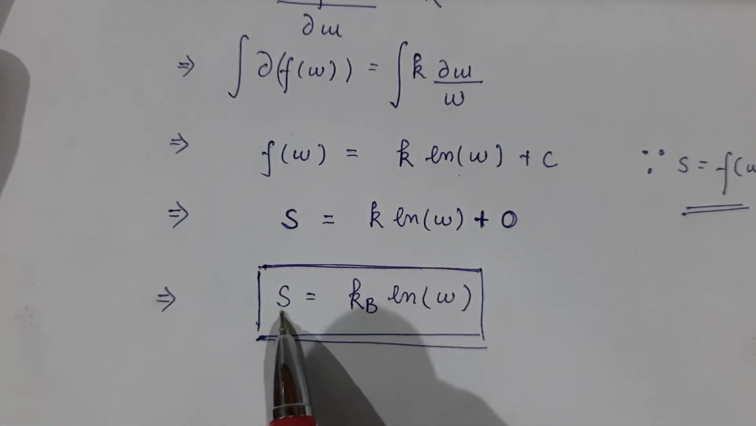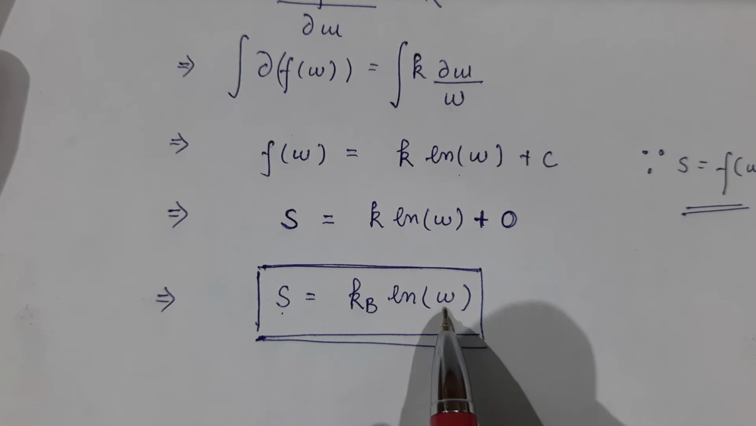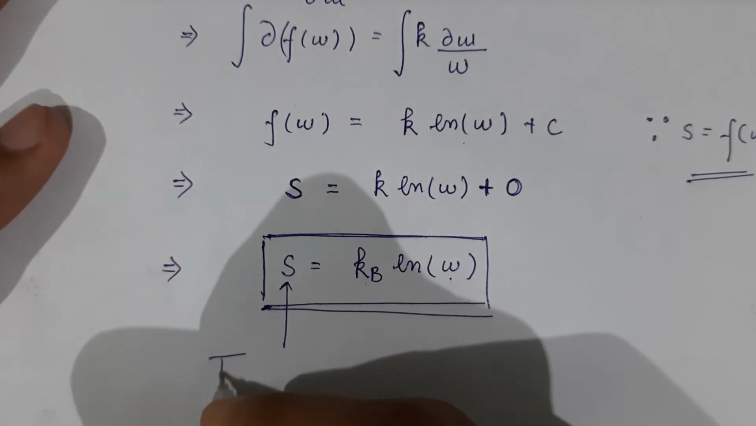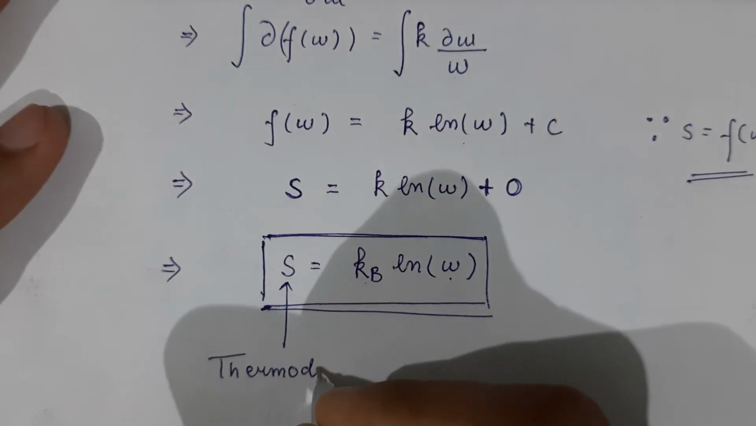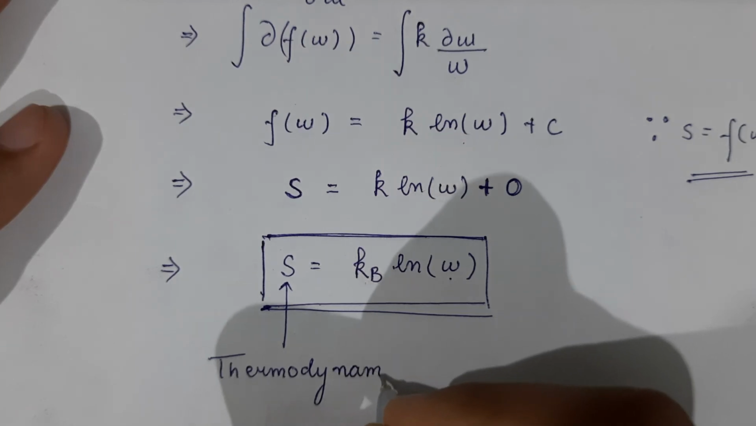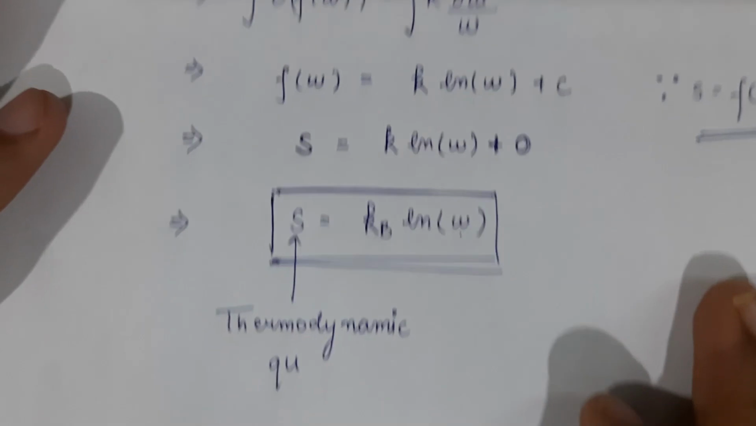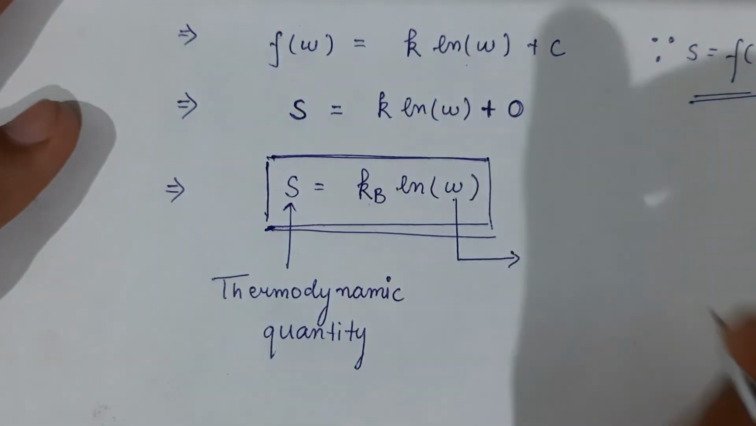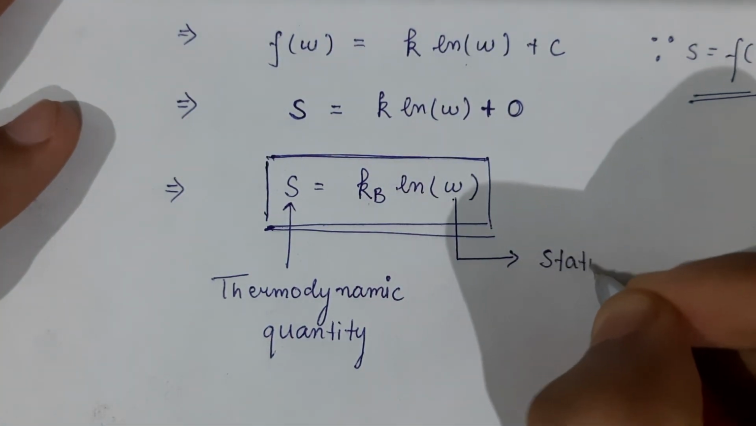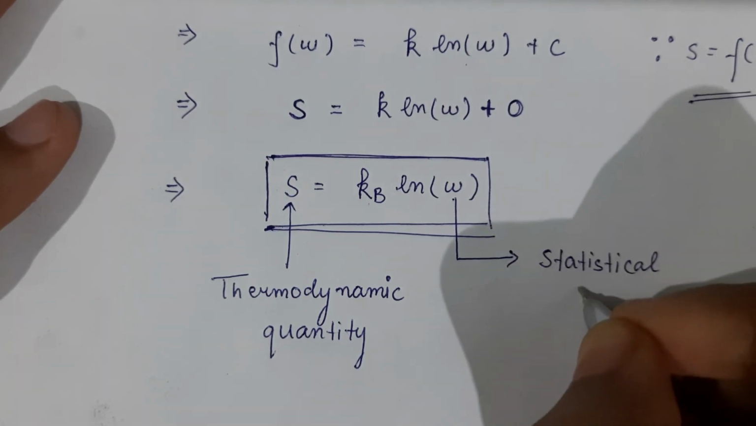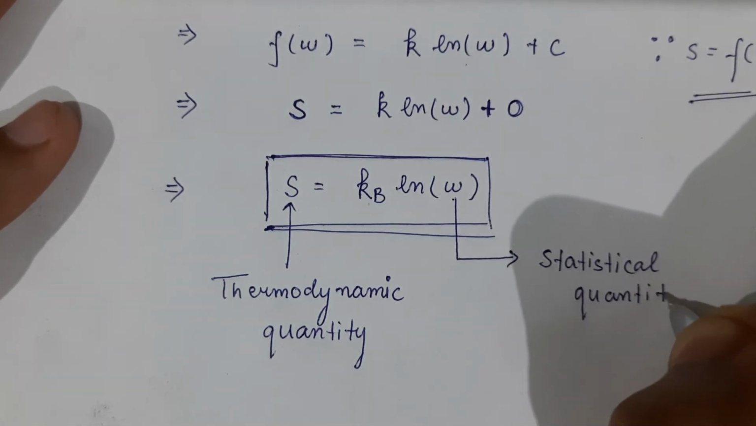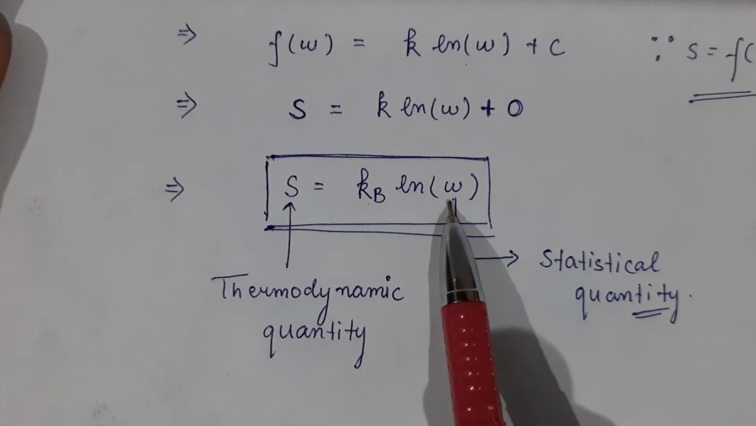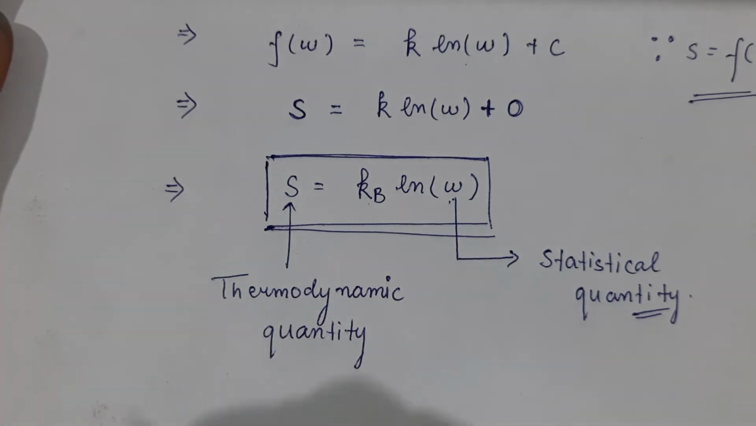This is the relation we were trying to derive from the start of the video, where S is the entropy of the system, omega is the number of microstates in the system, and kB is the Boltzmann constant. Entropy is a thermodynamical quantity, and omega is a statistical quantity. So this is the relationship between thermodynamics and statistical mechanics. I hope that you all understood it. Thank you for watching.